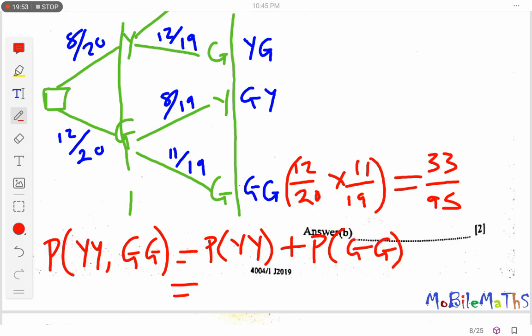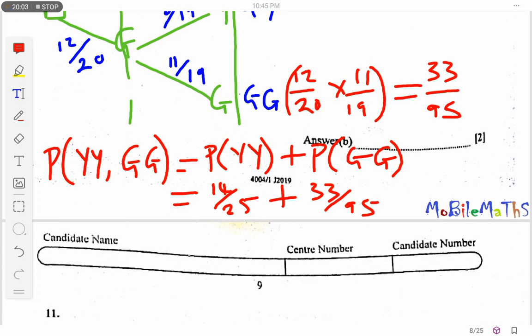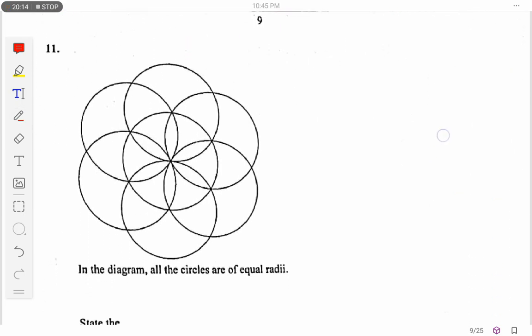So this is going to be our 14 over 25 plus the 33 over 95. If we do the addition of these, we'll get 47 over 95. Okay, that's the probability there. Let's go to the next question.